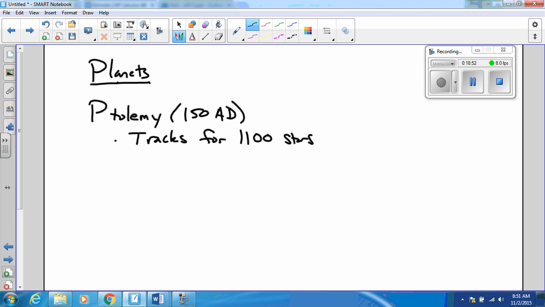Now it turns out that there are actually 13 lunar months-ish in a year, right? But they got regularized, really because of the Romans. Anyway, he has tracks for 1,100 stars, and he also has a model which is called a geocentric model. In his model, the Earth is at the center.